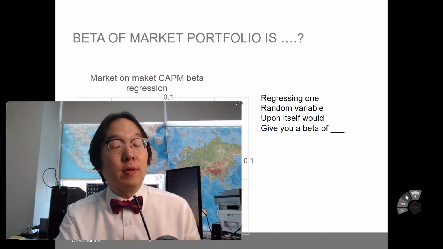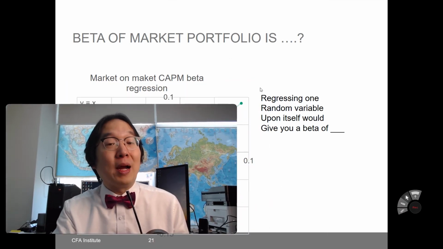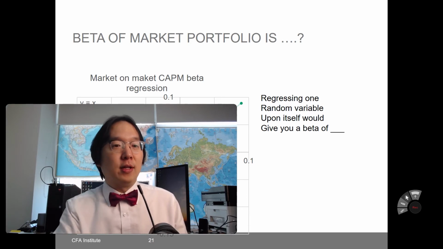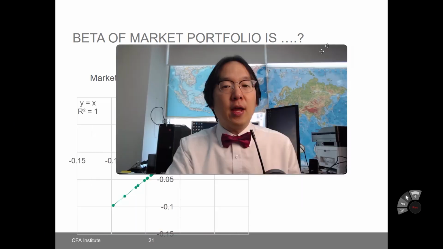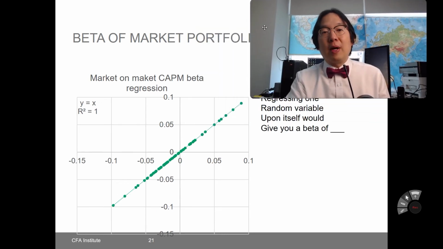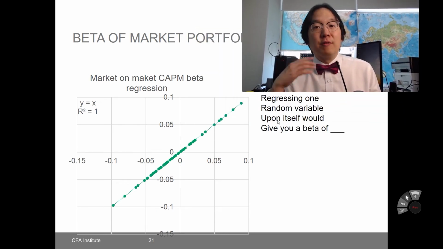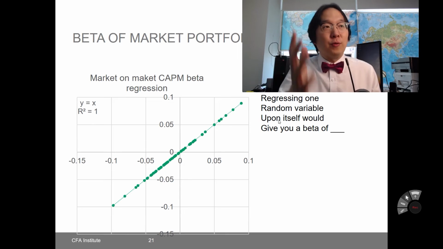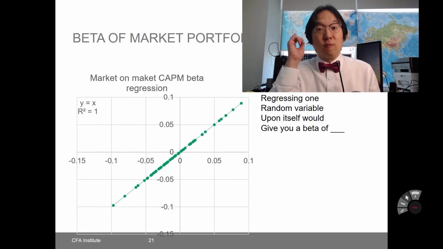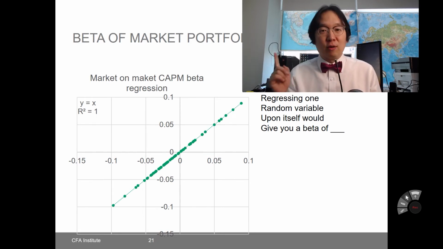What was market portfolio's beta? By definition, it had to be 1. You remember that? Yes. And in regression, this is, by definition, it has to be, right? Regressing market portfolio's index return upon itself, right? So that will be 1, unity. Always that will be the case.